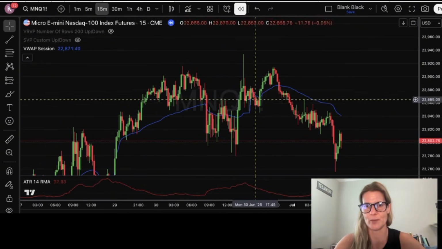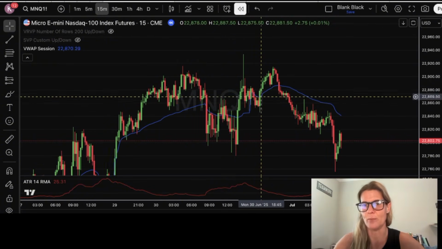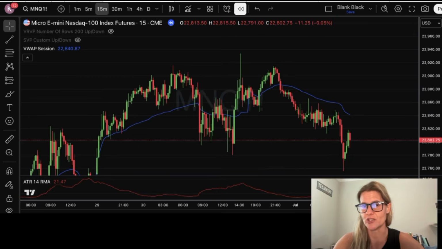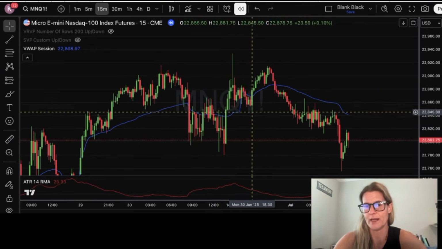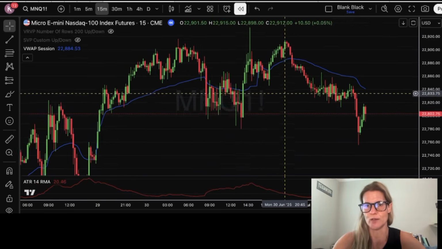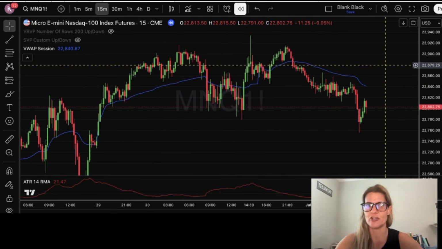So here, for example, price kind of started to fall below, but then it closed back above. So if you had just been patient and waited for a candle closure above or below, you could potentially avoid being faked out for shorts. So that's the way I use the session volume weighted average price.